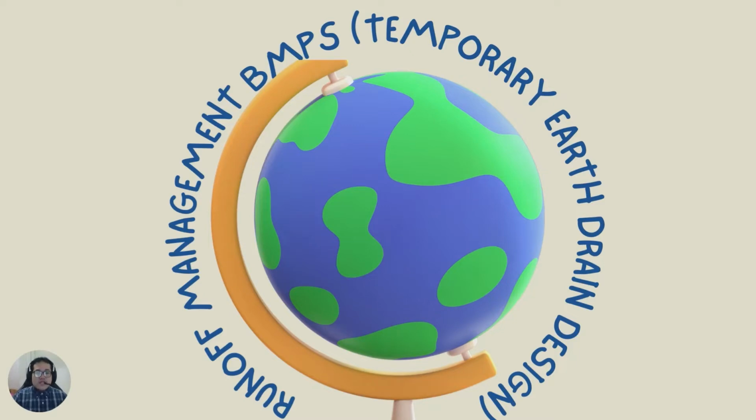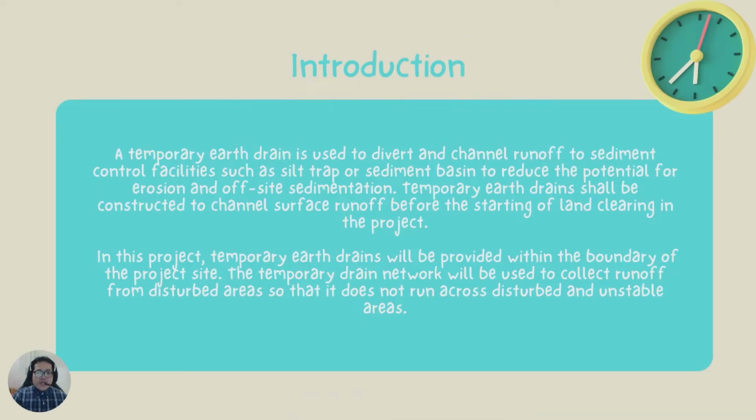So the second one is the runoff management BMPs, temporary earth drain design. As an introduction, a temporary earth drain is used to divert and channel runoff to sediment control facilities such as silt trap or sediment basin to reduce the potential for erosion and off-site sedimentation. Temporary earth drain shall be constructed to channel surface runoff before the starting of land clearing in the project. In this project, temporary earth drain will be provided within the boundary of the project site.